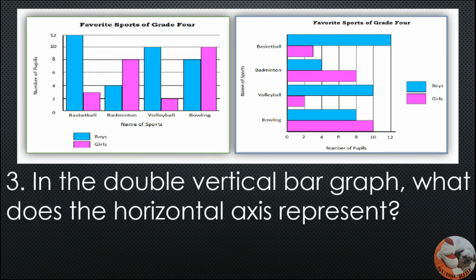Number 3. In the double vertical bar graph, what does the horizontal axis represent? Again, here is the double vertical bar graph, and this is the horizontal axis. Your answer will be name of sports.